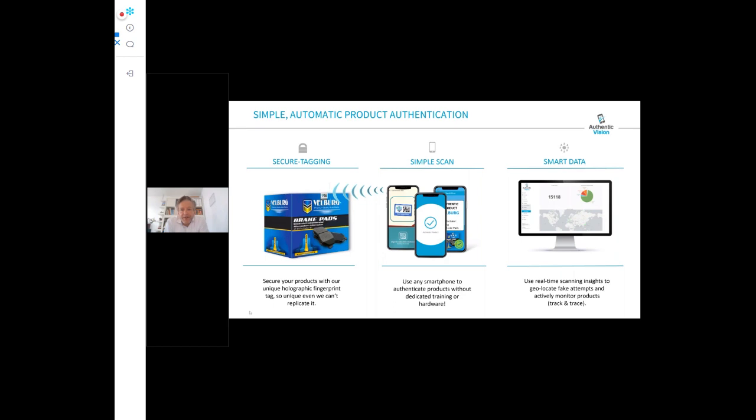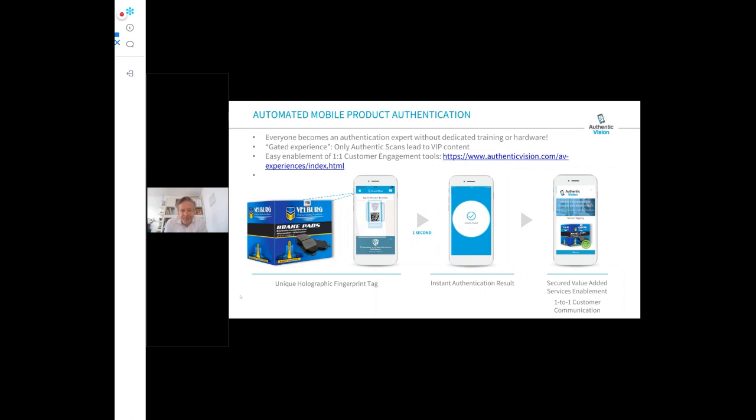Then we provide a third element, which is headlined here with smart data. Of course, every scanning process creates a data set in our database. Geolocation, timestamp, gray market activities can be recorded and analyzed. So what's going on in the market can actually be monitored actively, similar to a track and trace system in a smaller scale. Next slide, please.